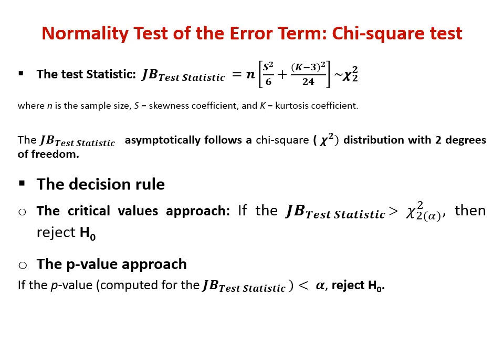Regarding the decision rule, as we already know, there are 2 approaches. The critical value approach tells us that if the calculated value of the Jarque-Bera statistic is greater than its corresponding critical value at the specified level of significance and degrees of freedom of 2, then reject the null hypothesis. If the p-value computed for the Jarque-Bera statistic is less than the level of significance, we have to reject the null hypothesis.